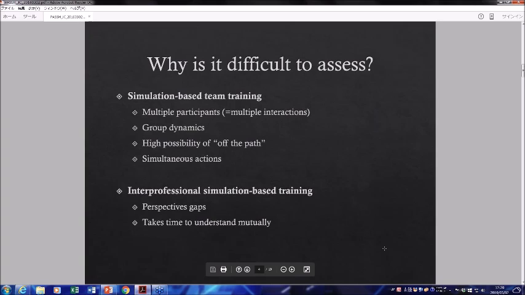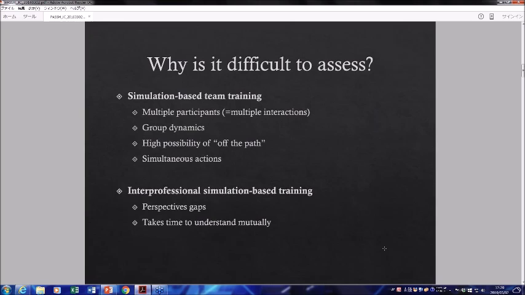So why is it difficult to assess teamwork? The first difficulty point is simulation-based team training. You need to observe multiple participants. In other words, you need to observe multiple interactions. And the next one is that it is not individual training.